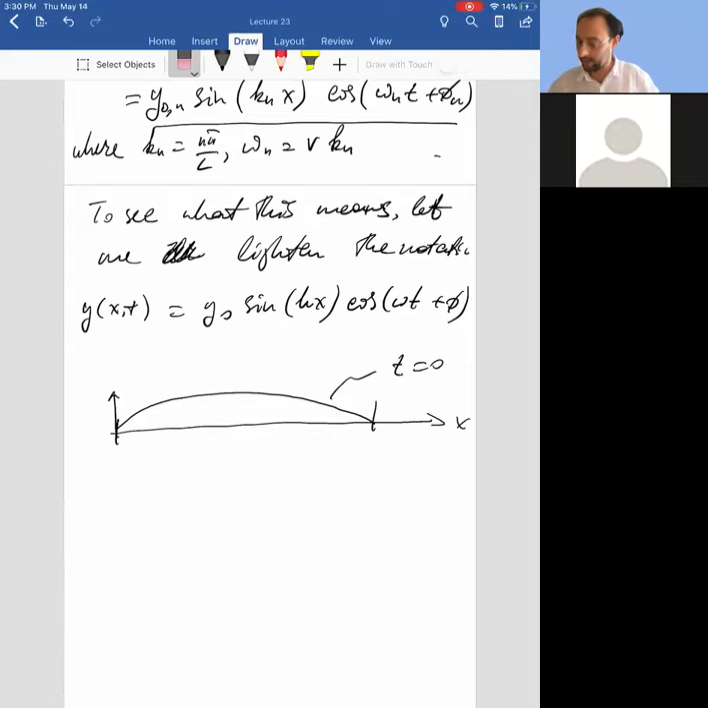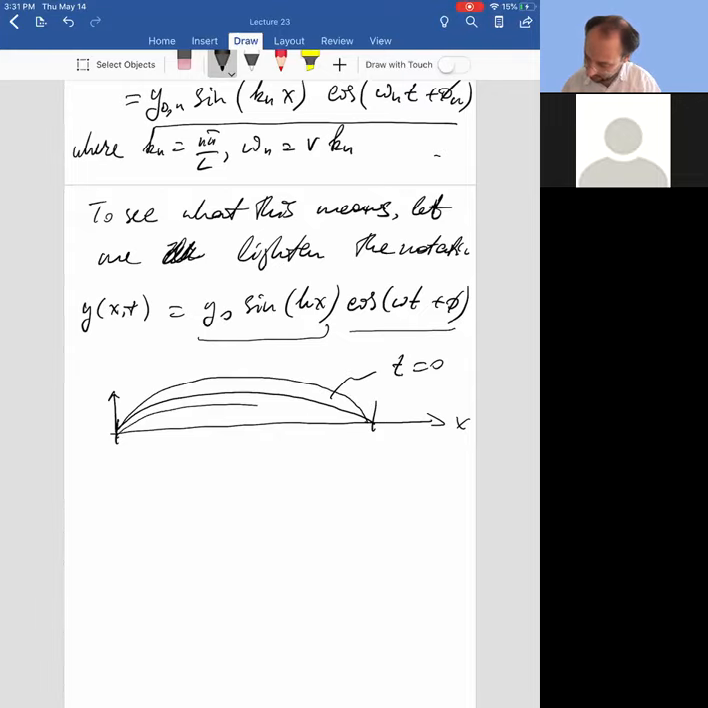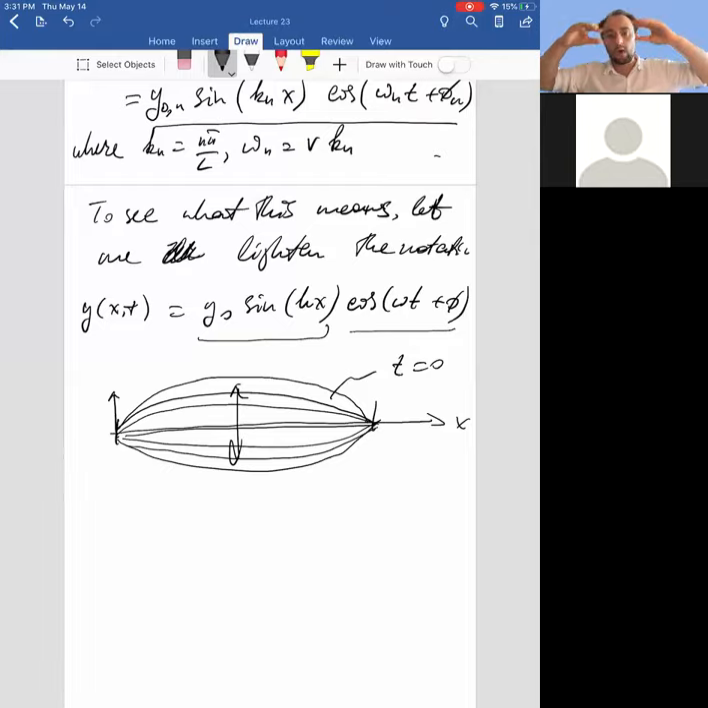At a later time, as time evolves, well, this thing is left alone. The spatial pattern is left alone, but this factor varies sinusoidally, right? So you might have some kind of a different deflection, and then a different deflection, and then this, and then this, and then this, and then go back to this, and so on. So it's a wave. It's the mode breathing, the whole mode oscillates.